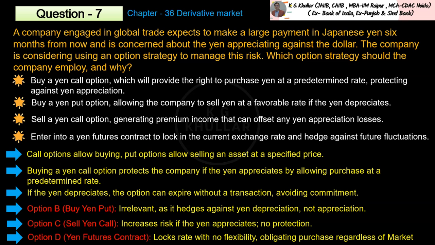And lastly, option D says enter into a yen futures contract. Now friends, while a futures contract would lock in the exchange rate, it obligates the company to buy yen at a rate regardless of the future market movements. Now this lacks the flexibility of an option, as the company would not benefit if the yen depreciates. So friends, I hope the explanation is clear to you.